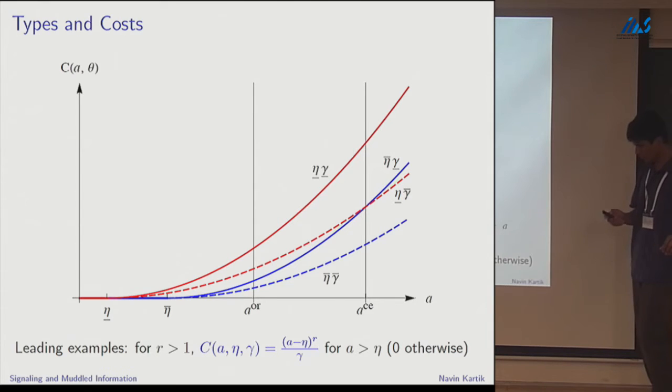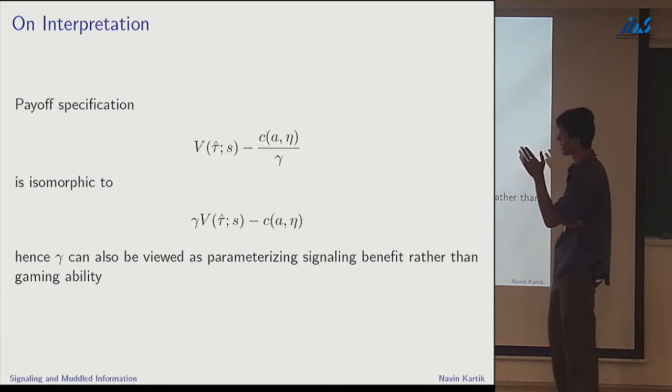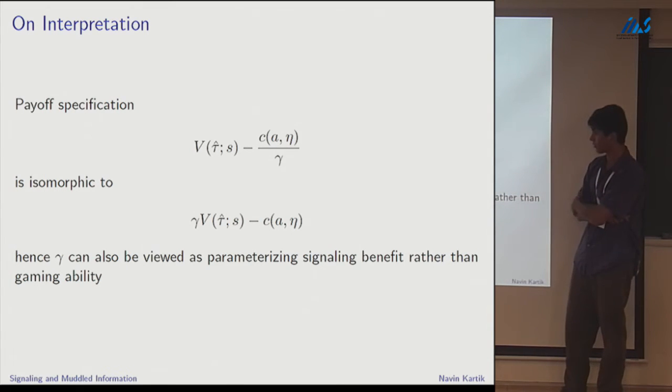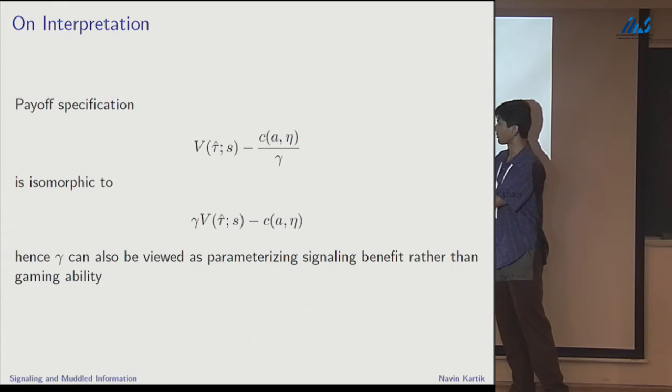One comment before I jump into the analysis. I'm going to talk about everything in terms of gaming ability and natural action, because I think it makes sense for certain applications. But there's another way to interpret the problem that's also useful for other applications. Look at a payoff specification that takes the following form: signaling benefit minus some little c function that depends only upon your action and your natural action divided by gaming ability, like in the example I just mentioned.